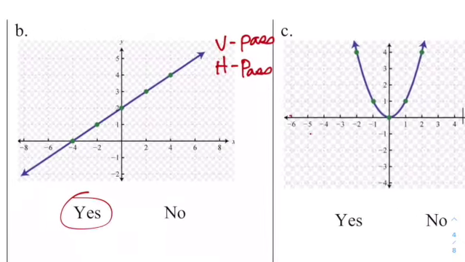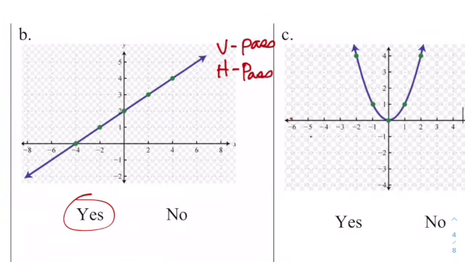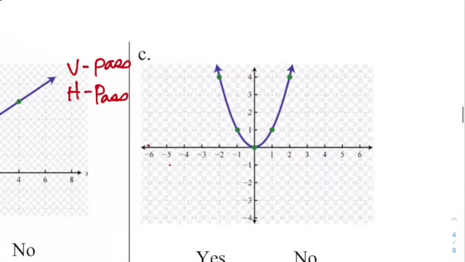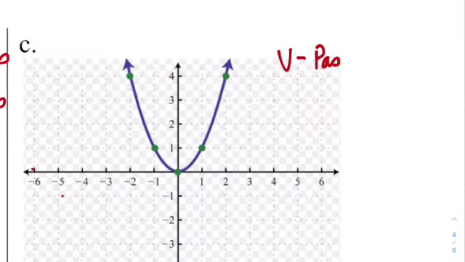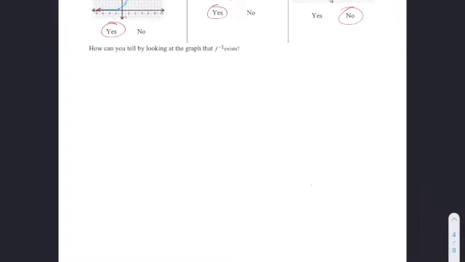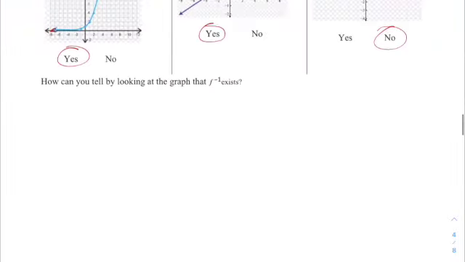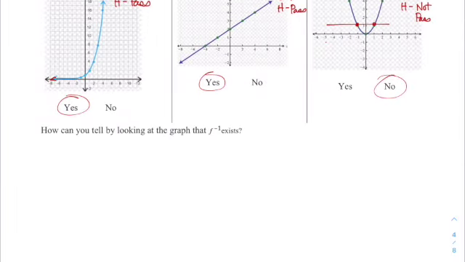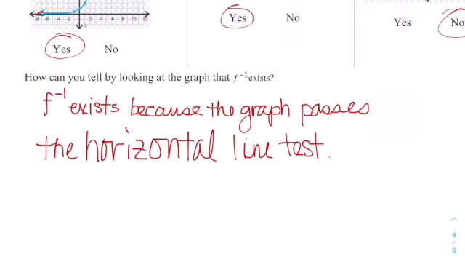So for letter B, it's yes: the vertical line test passed, and the horizontal line test passed. That's horizontal and this is vertical, so they both work. Then the next one, the vertical line test passes, but if you look at horizontal, I hit 2 points. The horizontal line test does not pass. This is not an inverse function. The question says, how can you tell by looking at the graph that f inverse exists? The reason I can just look at the graph is horizontal line testing. The inverse function exists because the graph passes the horizontal line test.